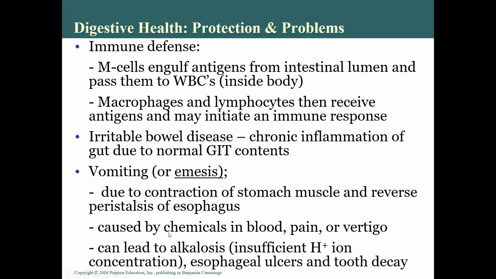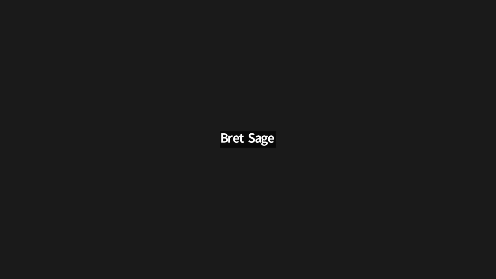Now, if you vomit too much, it can also lead to alkalosis, because remember before, if you neutralize too much acid, it can cause alkalosis because you're losing hydrogen ions this way. But with vomiting, you're physically just losing them from your body, and you can have insufficient hydrogen ion production. You can also get esophageal ulcers and tooth decay because you're not supposed to have acid in your esophagus or in your mouth, because the teeth are basically just rocks, and rocks dissolve when you put acid on. Okay, that is it for the lecture.